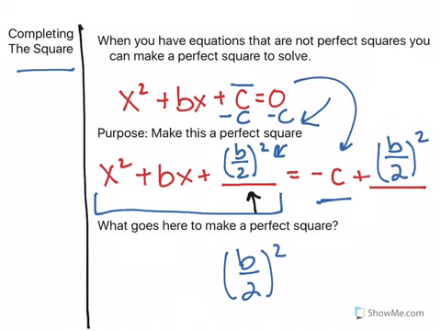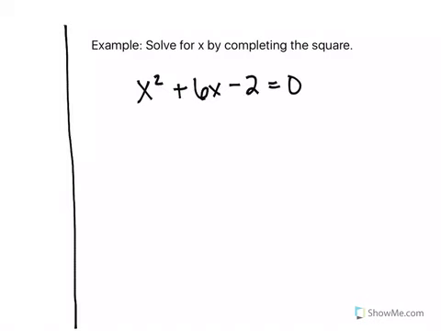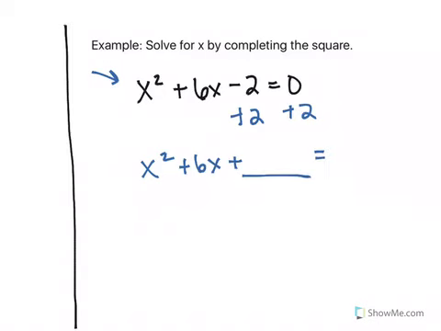Let's try a problem with numbers. It will make this make a lot more sense. So here's your example. Solve for x by completing the square. x squared plus 6x minus 2 equals 0. This is not a perfect square trinomial, so we need to first add 2 to both sides. When we do that, we get x squared plus 6x plus blank equals 2 plus blank, because 0 plus 2 is 2. We need to figure out what to put into these two blanks.